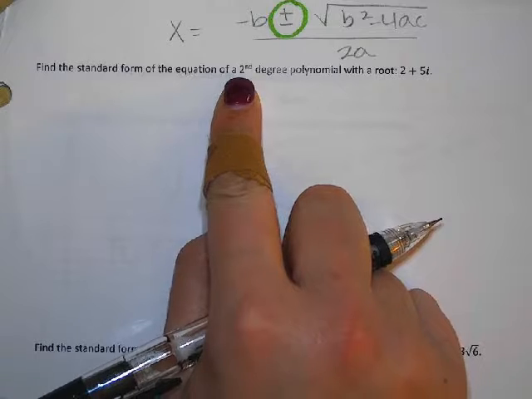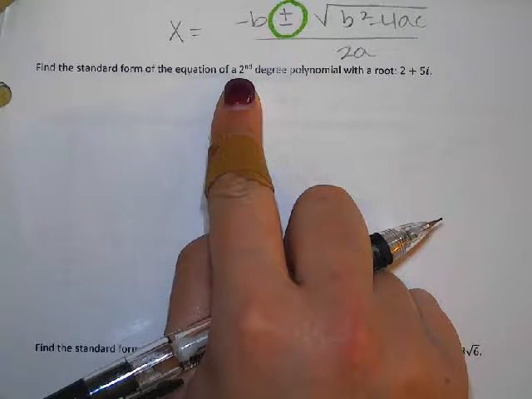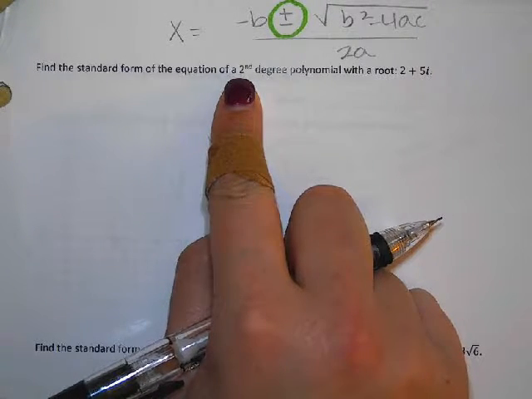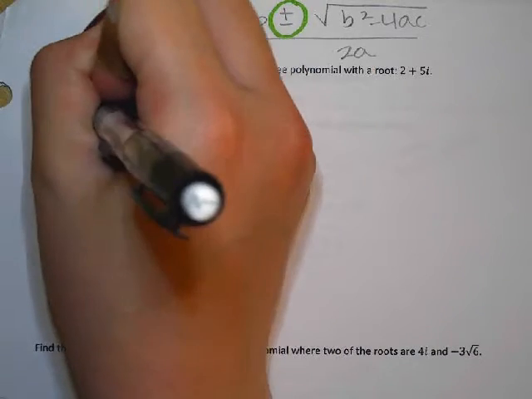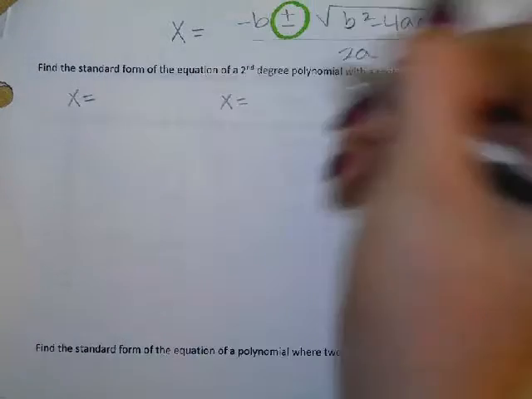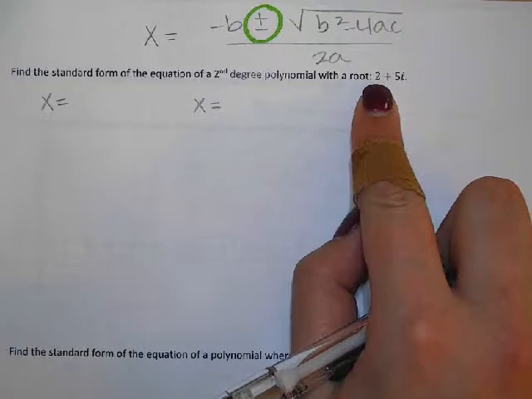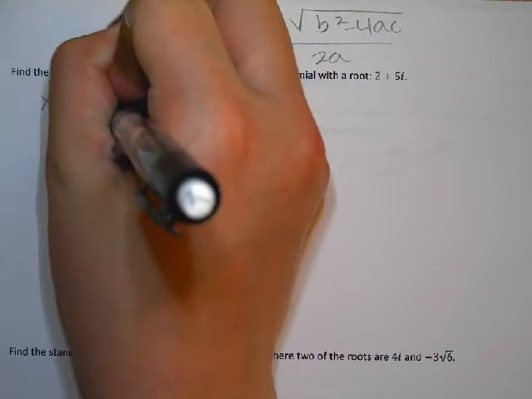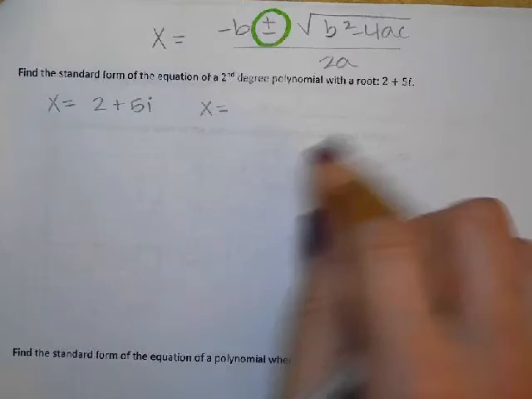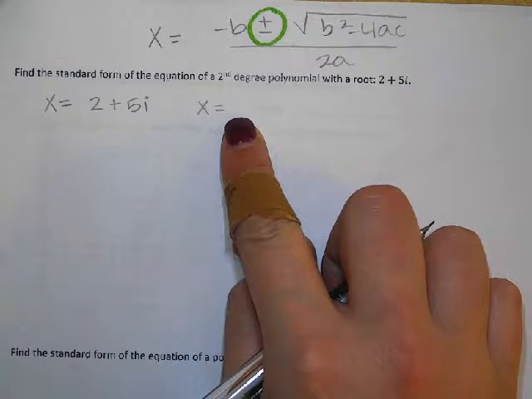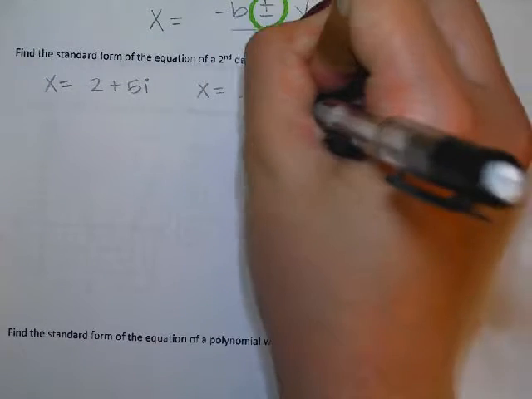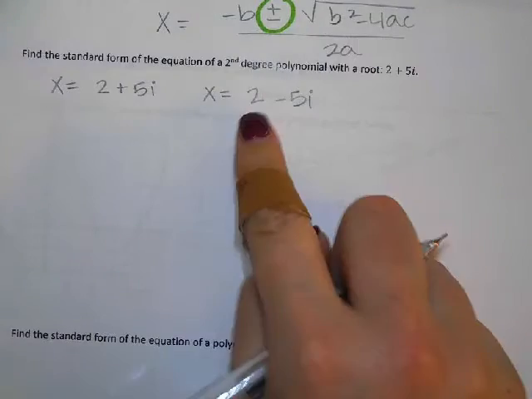So this one says second degree polynomial. So how many times do I write x equals? 2. So x equals and x equals. And this answer came from the quadratic formula. It has 2 plus 5i. So if we write the other version of the answer, what would it be? 2 minus 5i. So if you notice, the 2 stays the same.